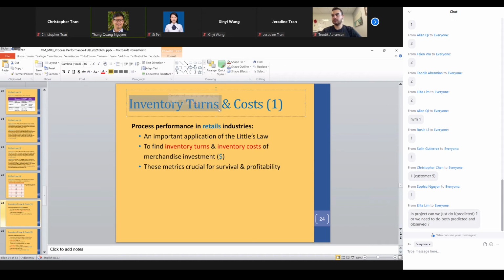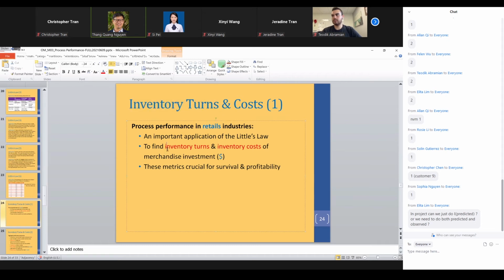Walmart, Target, Amazon, many other retailers, they have to track this number very closely because if it is going down, they have to do something to bring it up. Otherwise, something bad might happen, okay?